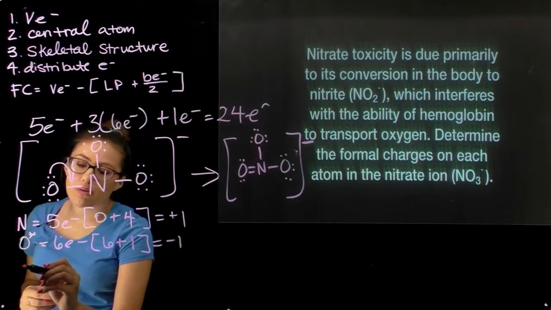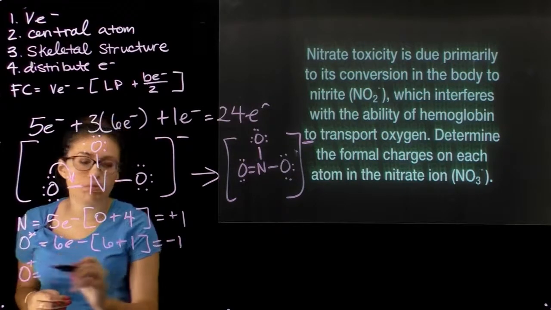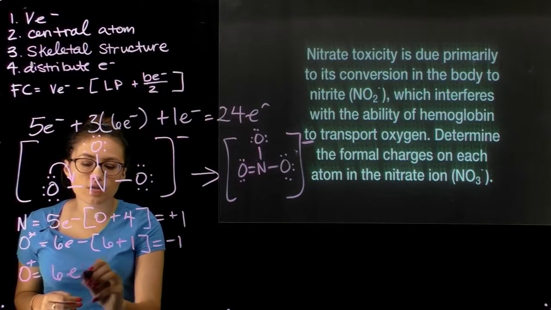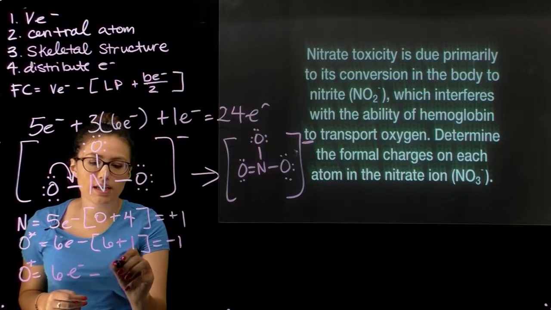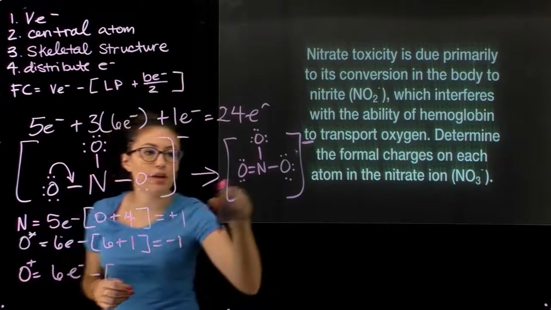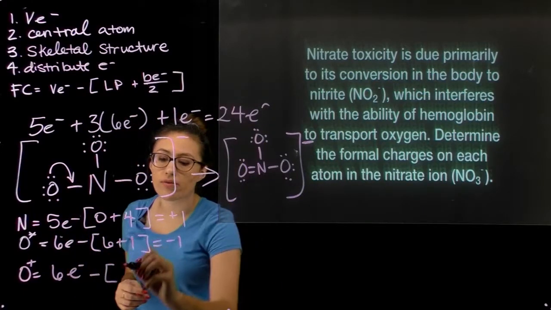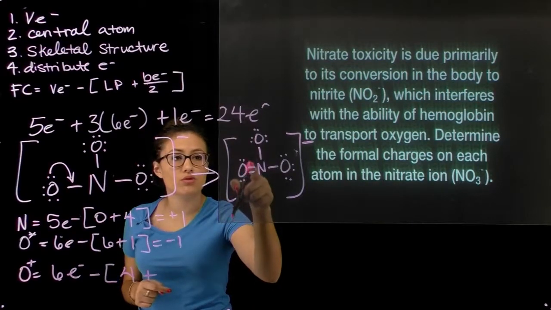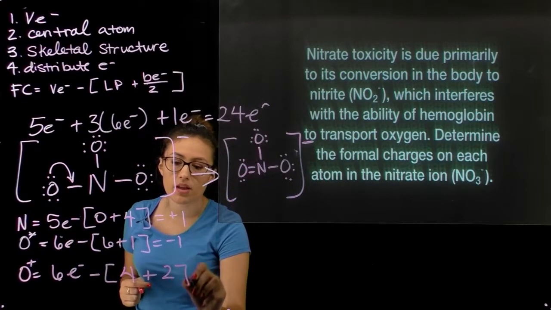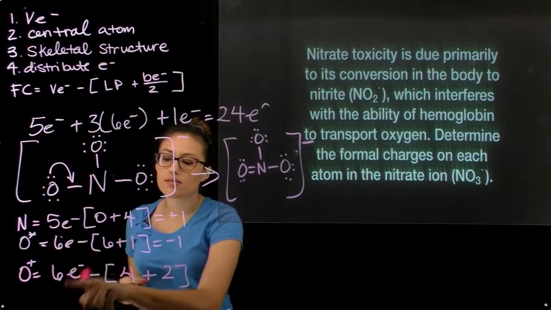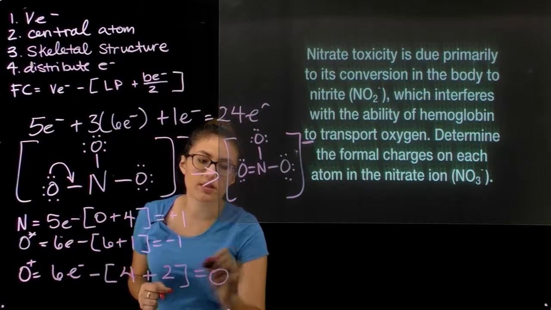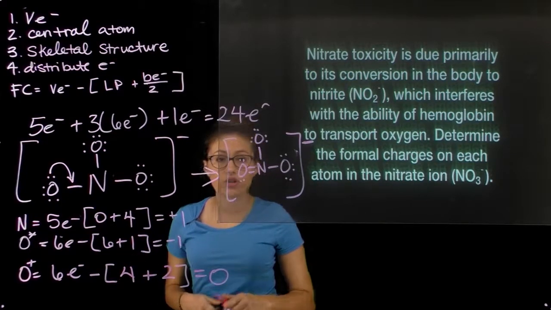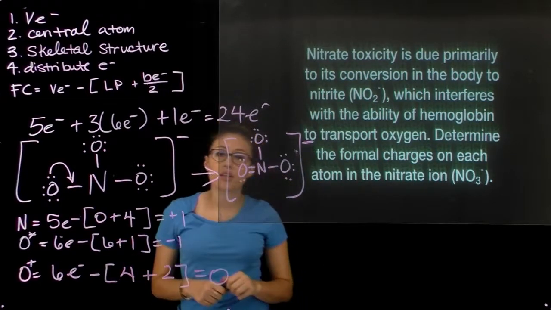The last oxygen that we have, okay, I'm going to do a plus sign, so I'm referring to this one right here. It also has 6 electrons, minus how many lone pairs? We have 2, 4. We have 4 lone pairs, plus how many bonding electrons divided by 2? So 2, 4 divided by 2 is 2. So we have 4 plus 2 is 6. 6 minus 6 is equal to 0. So we've identified the formal charges on each atom in the nitrate ion.